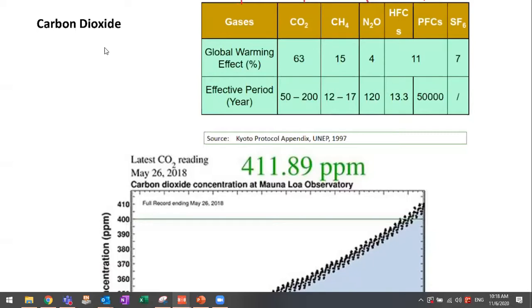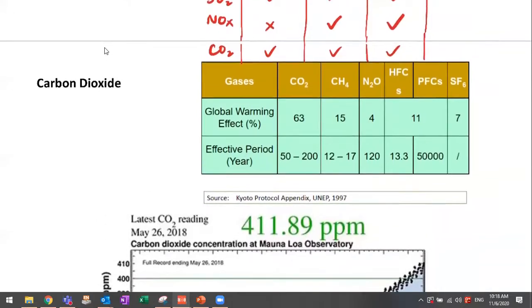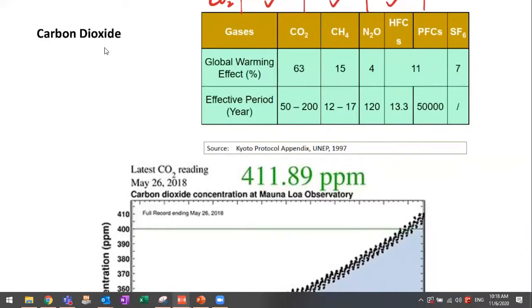But it's not necessarily leading to the warming of all areas, okay? So here I'm showing a table of the gas contents that may lead to different global warming effects. We're still talking about the warming on a global scale. You can see that carbon dioxide has the highest global warming effect. It also has an effective lifetime of 50 to 200 years.